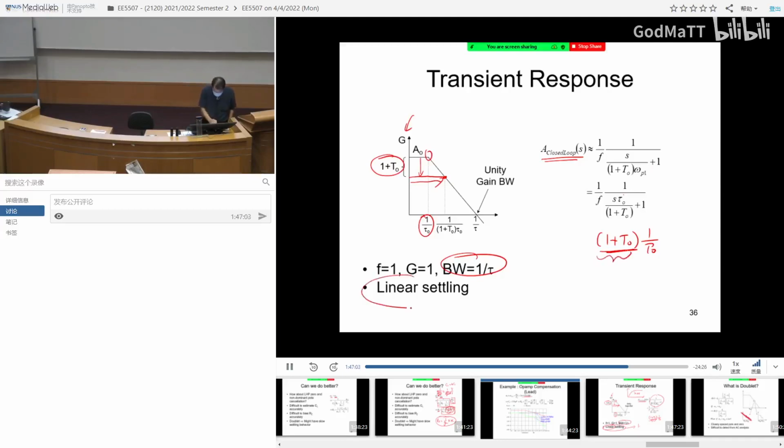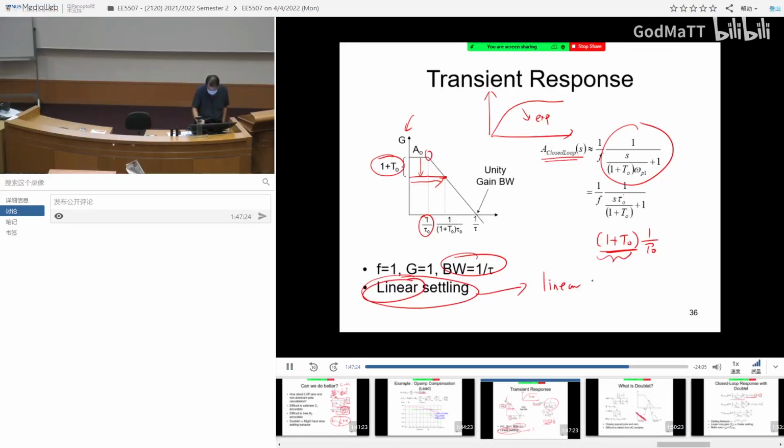Now here, why do you call it linear settling? If you understand this system, you know that the way it settles in the step response is going to be like this. Exponential. Exponential is not linear, right? So this linear settling is more referred to, this is the linear system. So settling behavior of linear system. So we call it linear settling.